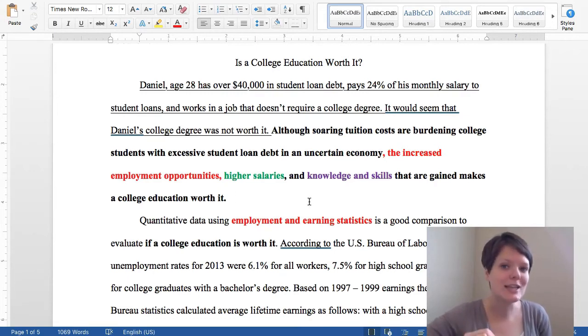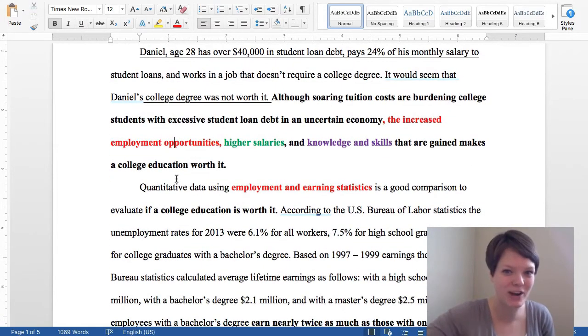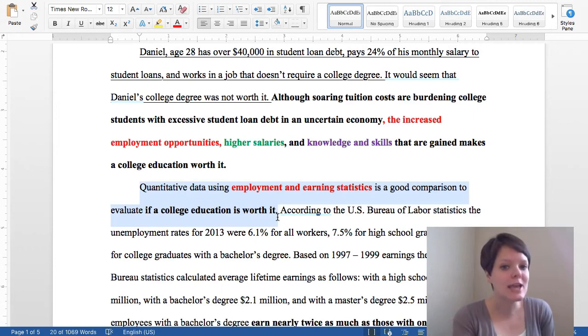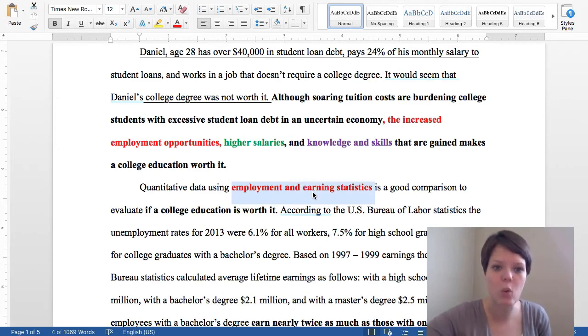So now the question is, does he stick to the thesis? Does he use these three points? Let's take a look. I know I've already marked it up, so it's kind of obvious, but let's see how he does it. So the next paragraph begins with, quantitative data using employment and earning statistics is a good comparison to evaluate if a college education is worth it. All right, here in red, we've got that first point. He even uses the same word, employment. See, employment opportunities, employment and earning statistics. Using the same word is a good thing.